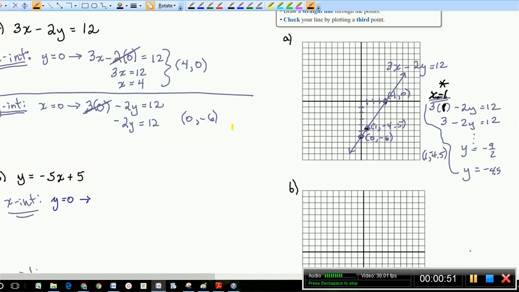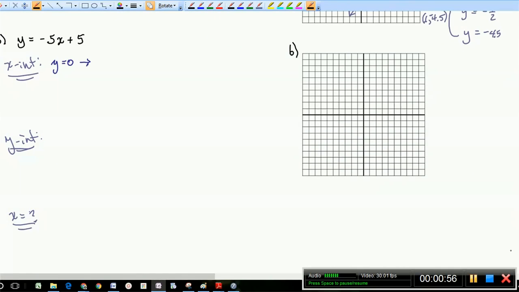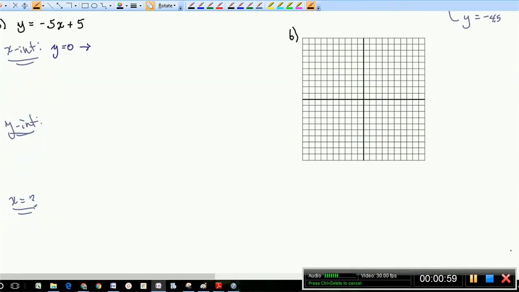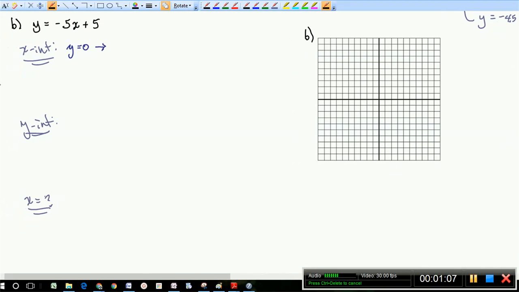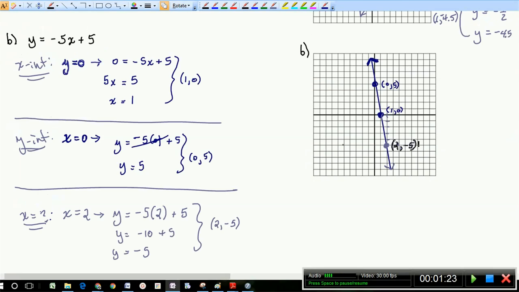What I want you guys now to do is try b. Notice that it's y equal to negative 5x plus 5. Try this one and pause the video, and when you come back we'll have it all done and you can check your work against the solution I'll have up here, and we'll talk about it. Hopefully you'll be on the right track too. Okay, pause your video now. See you in a sec.